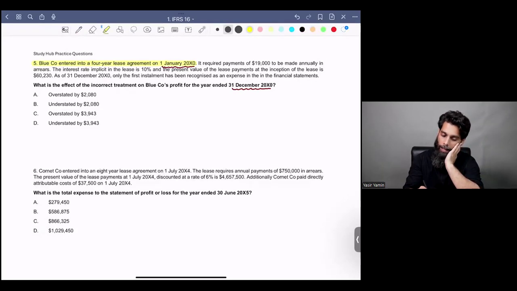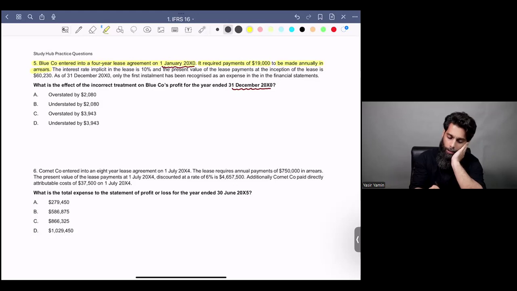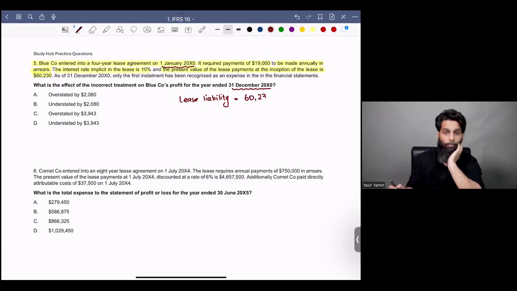The examiner says it required payments of $19,000 to be made annually in arrears. So there is no down payment case. The interest rate implicit in the lease is 10%, and the present value of the lease payments at the inception of the lease is 60,230. So we have been provided with the fact that our lease liability should be 60,230. Make sense? Is everybody on the same page?